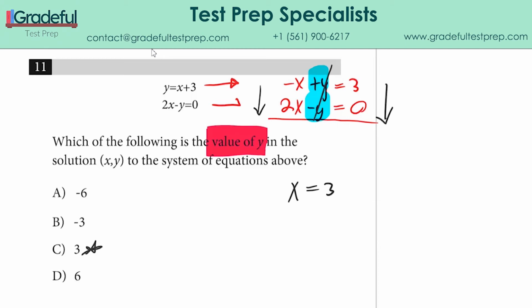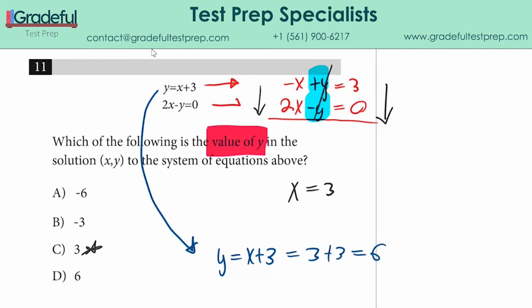So always be aware of that kind of thing. If I find x, they may be asking for y. If I find x, they may be asking for x minus 5. So just be careful. And we'll go ahead and just plug that into one of the original equations. Y equals x plus 3. So therefore y equals 3 plus 3 because x is 3. And y equals 6. And the answer for 11 is D.